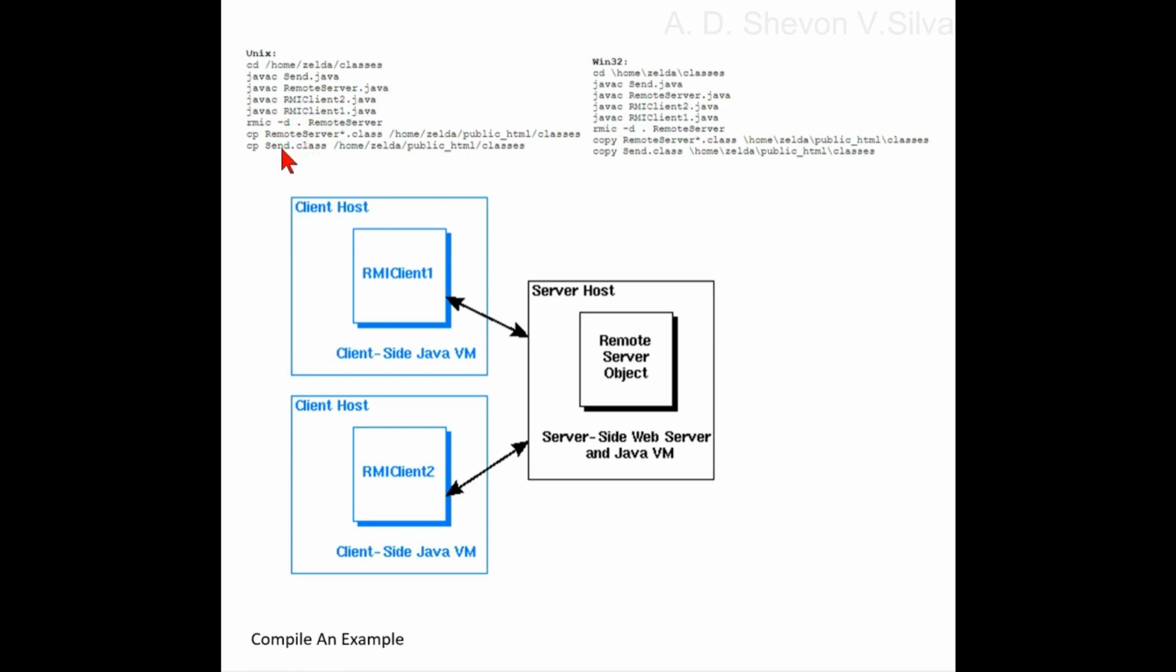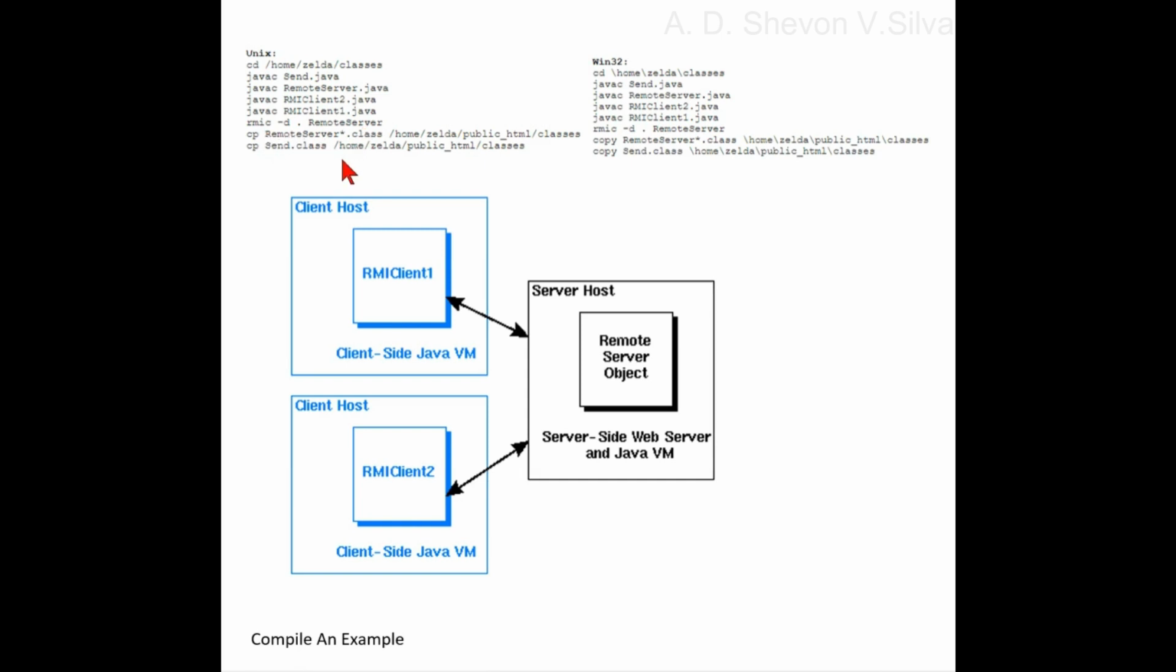The next line runs the rmic command on the remote server class. This command produces output classes of the form class name_Stub.class and class name_Skel.class. These output classes let clients invoke methods on the remote server object.